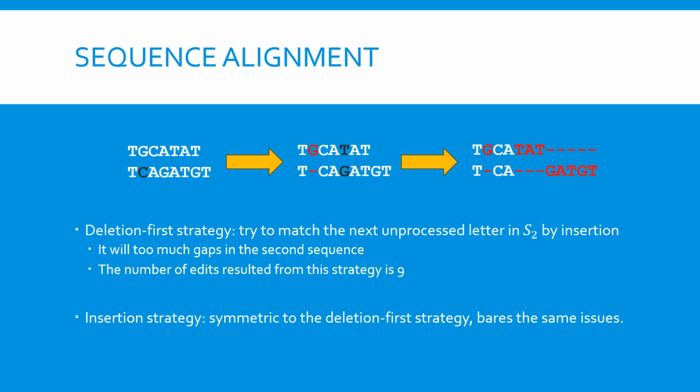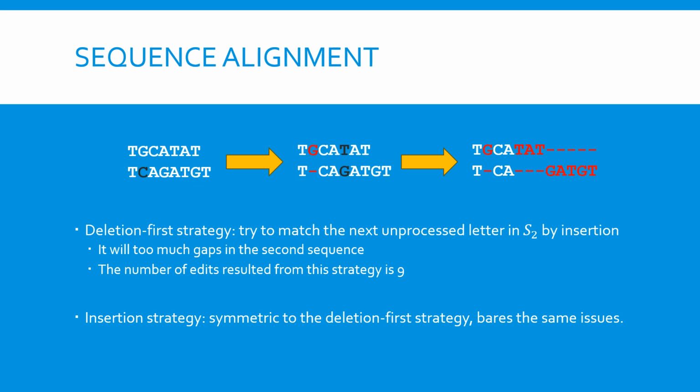It then aggressively applies deletions in S1, attempting to match the G in S2 with another G in S1. However, it exhausts all letters in S1 without finding another G. At this point, the algorithm must insert the remaining letters from S2, resulting in the alignment shown on the right. This results in a distance of 9, with too many unnecessary gaps, making the solution suboptimal.